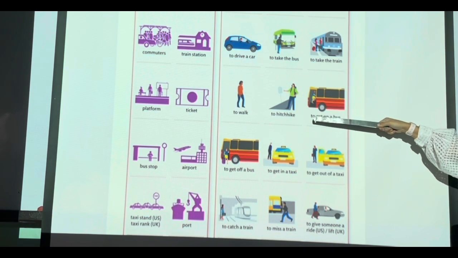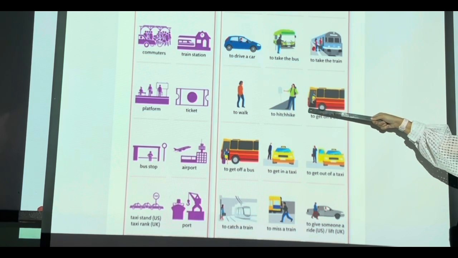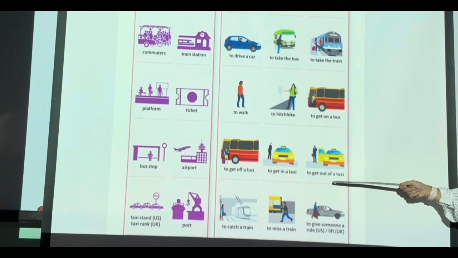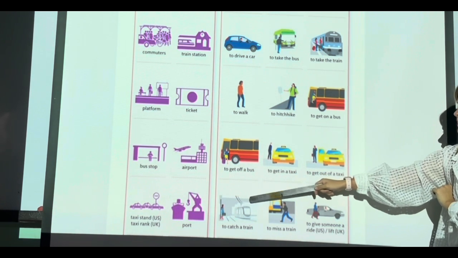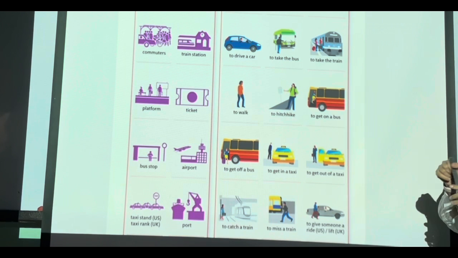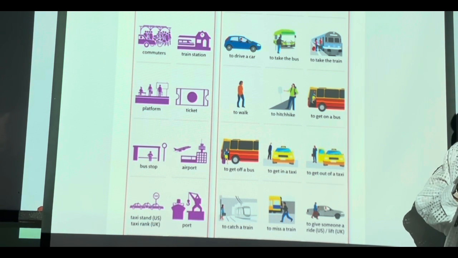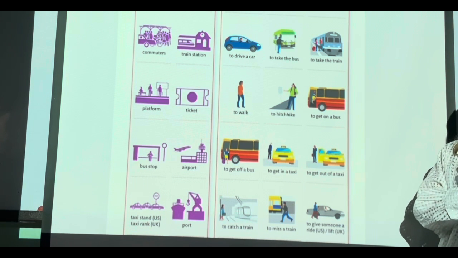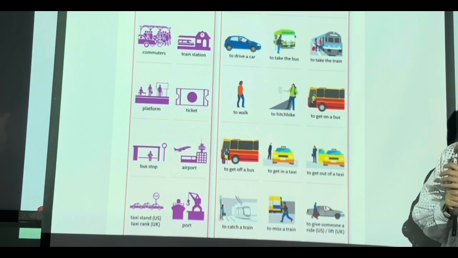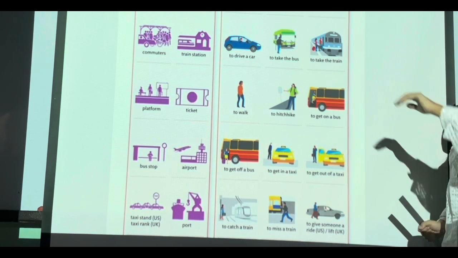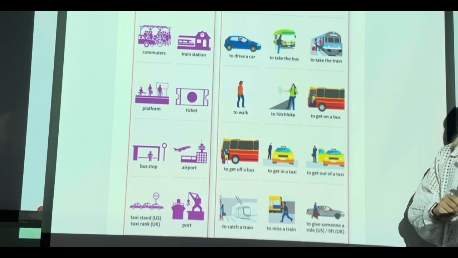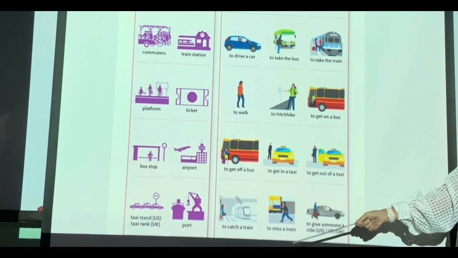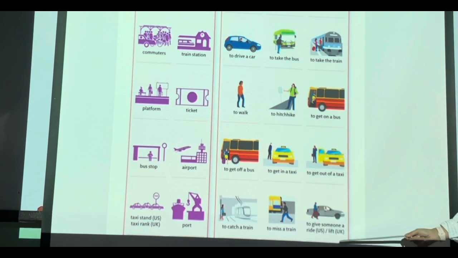Okay, so to get on the bus means to come in, to get off a bus, to leave the bus, to get in a taxi and to get out of a taxi, to catch a train, to miss a train. If you just come to the train station and you see that your train is leaving, you try to stop it, okay? But it left, and you missed your train.